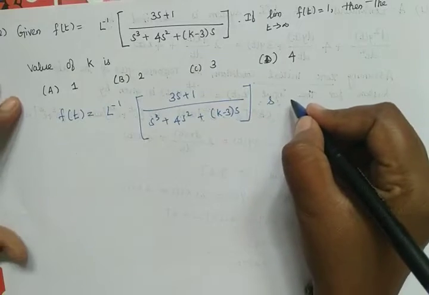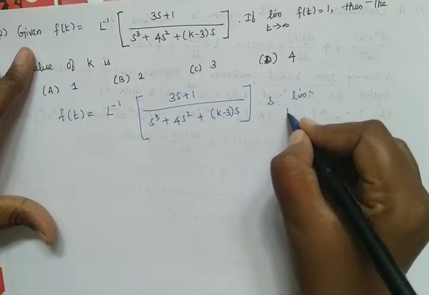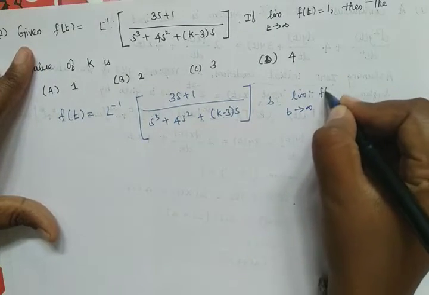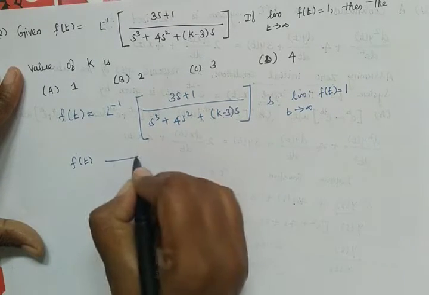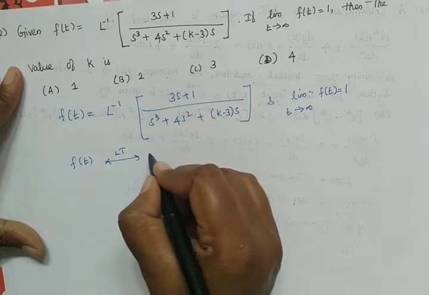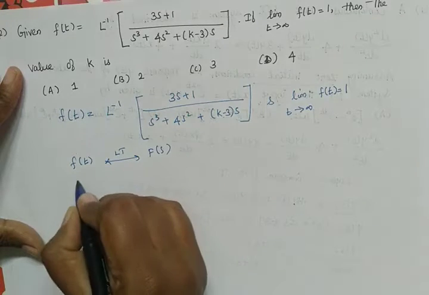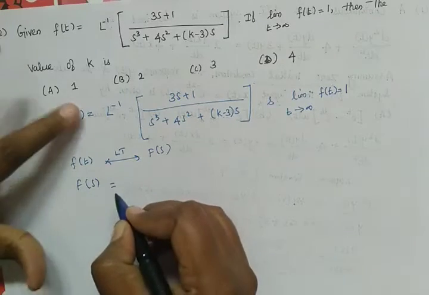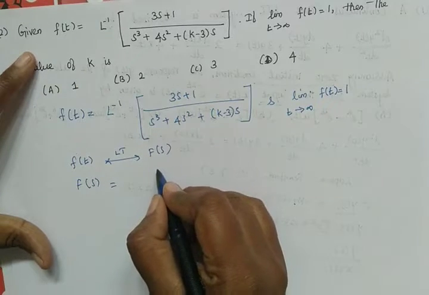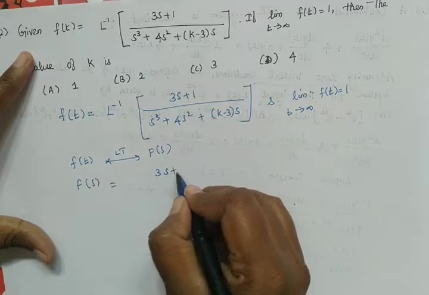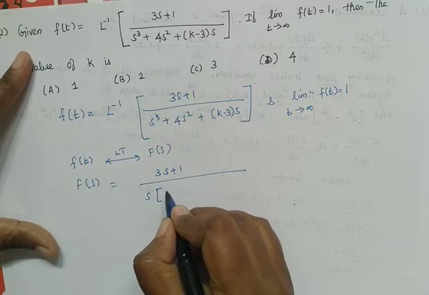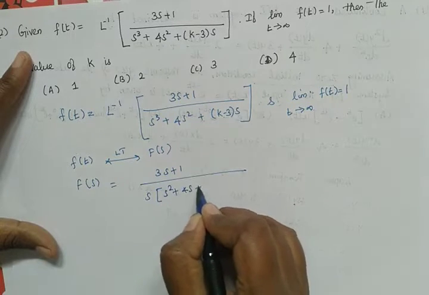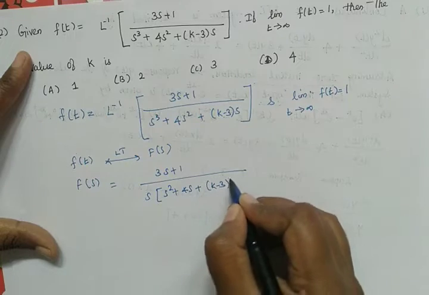And also here we have limit t tends to infinity for f of t is equal to 1. So if you take the Laplace transform of f of t, what we will get? That is F of s. So F of s will be equal to, for this we can write this as 3 into s plus 1 divided by, let us take this s as common, so we can write this as s into s square plus 4s plus k minus 3. That's it.